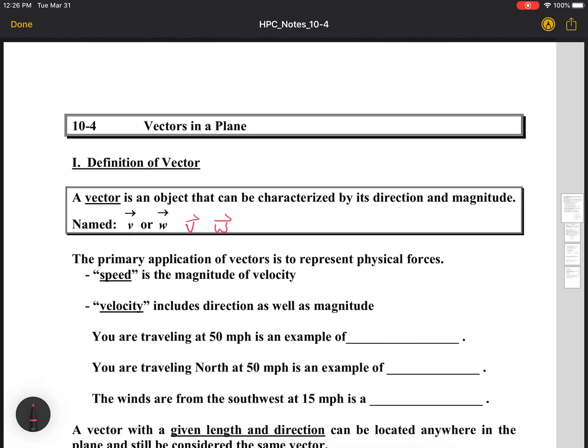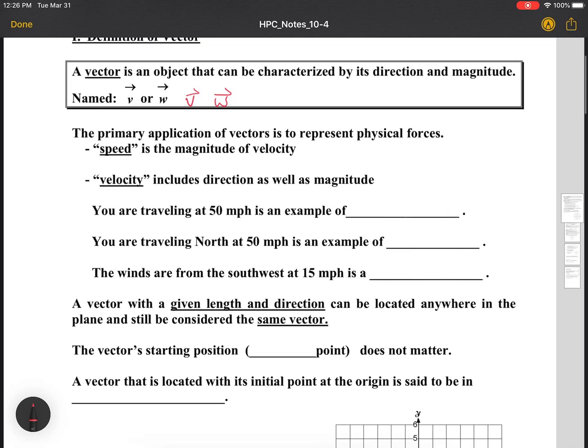Let's identify the difference between some of these things, so it'll help us when we're doing these word problem examples. You're traveling 50 miles per hour. This is an example of speed. Just a magnitude, no direction. Next one, you're traveling north at 50 miles an hour. This one has a direction and a magnitude. We're talking velocity.